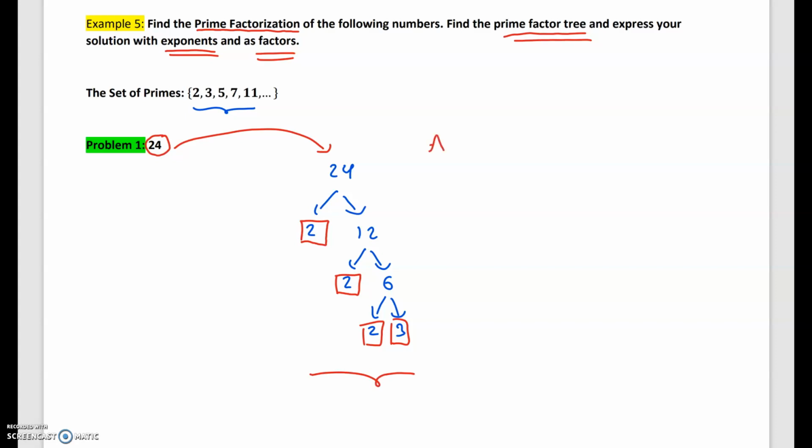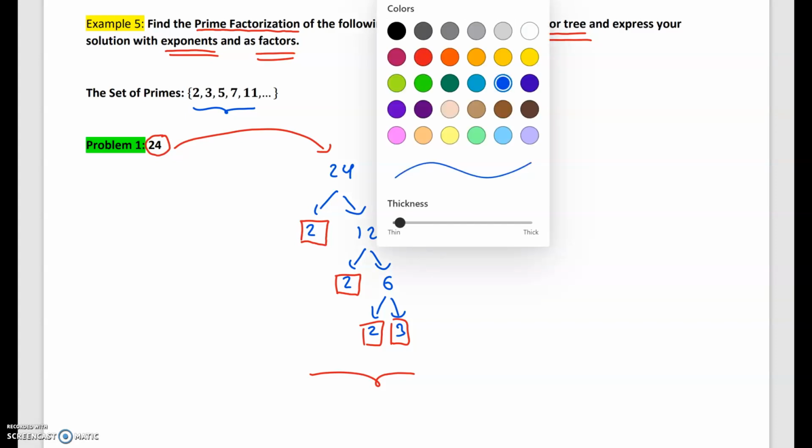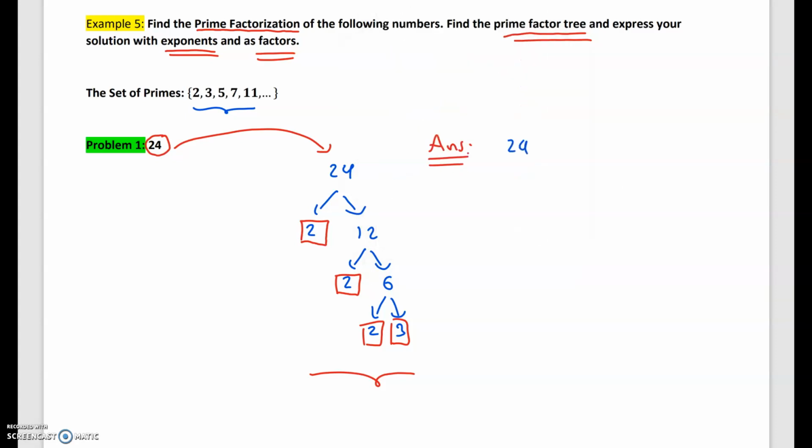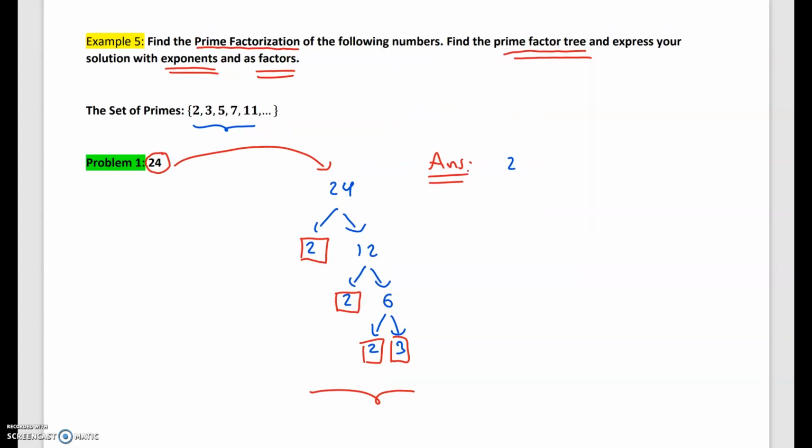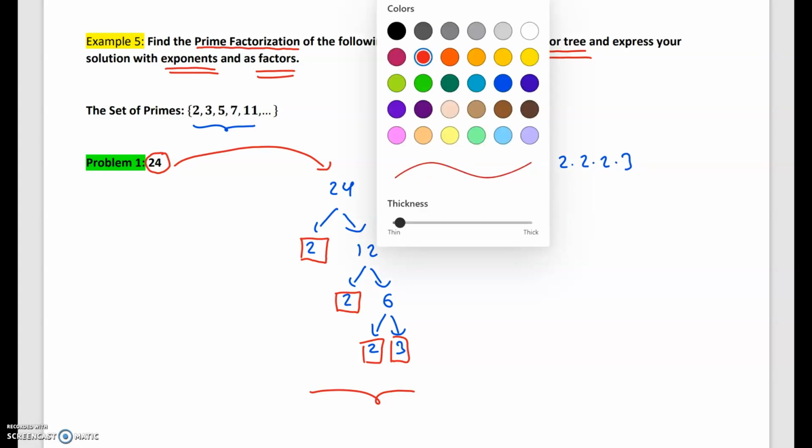Your actual answer, you're going to express as follows. So 24 in terms of factors, and factors means numbers that multiply to 24, you could express it as, and then I'm just going to be selecting the primes. So technically this will be 2 times 2 times 2 times 3. So this is your solution as factors.